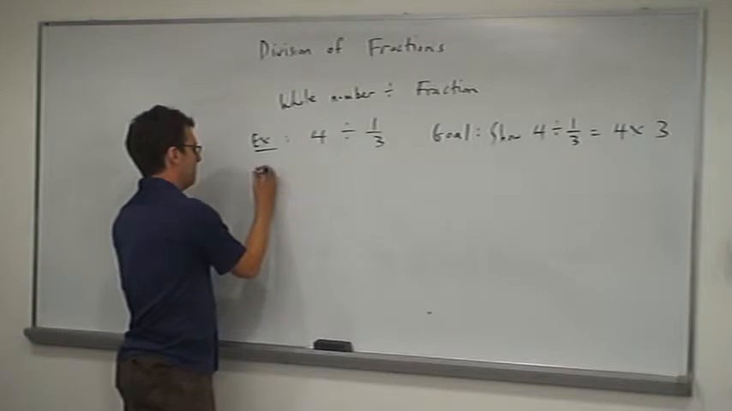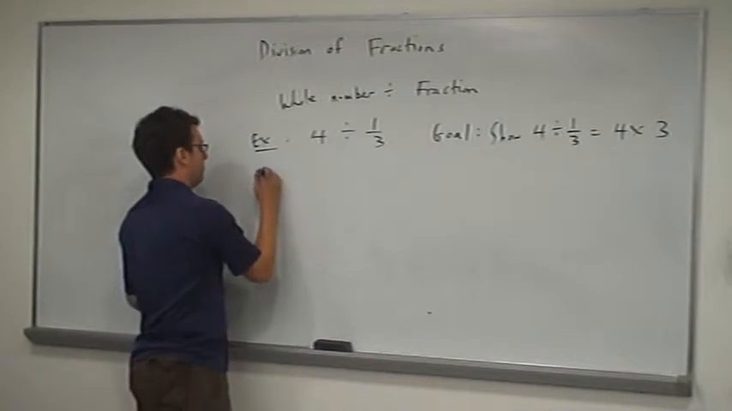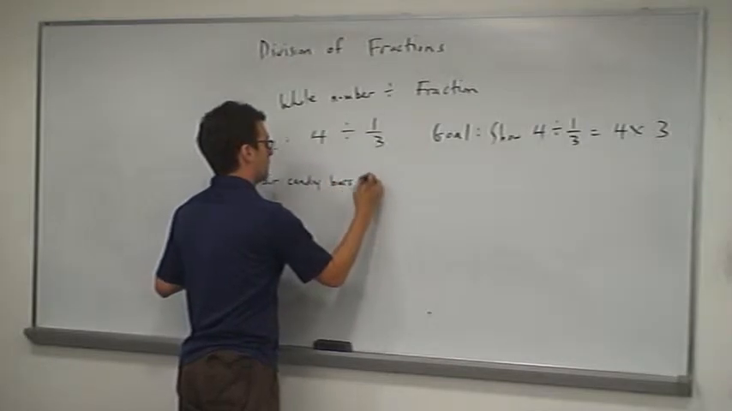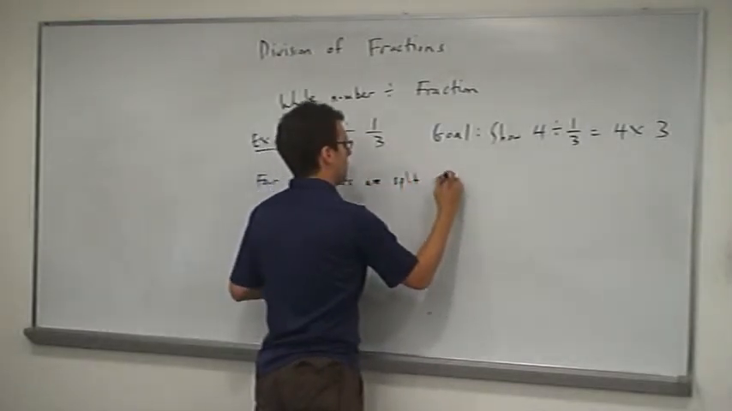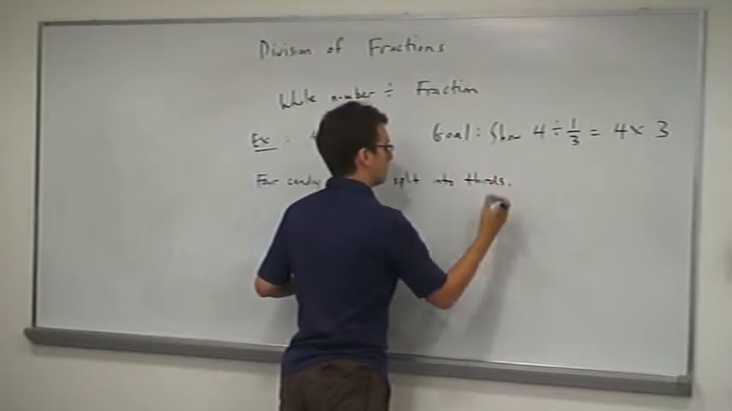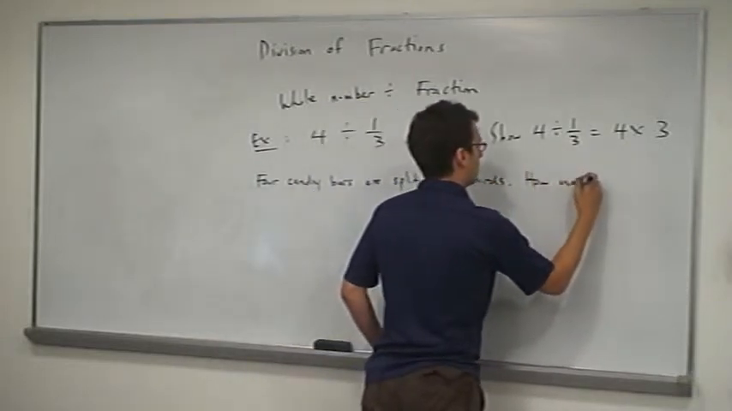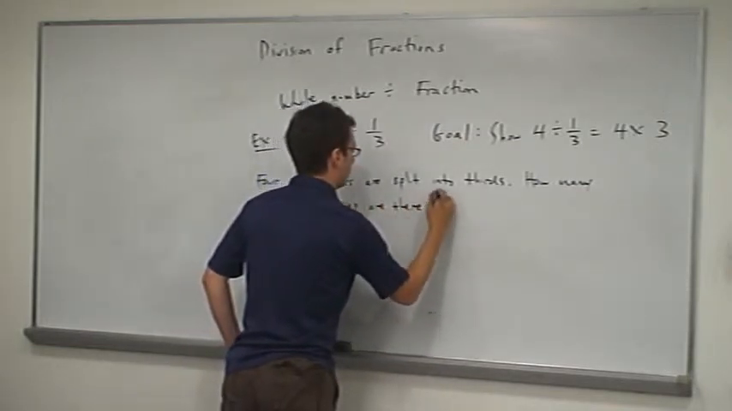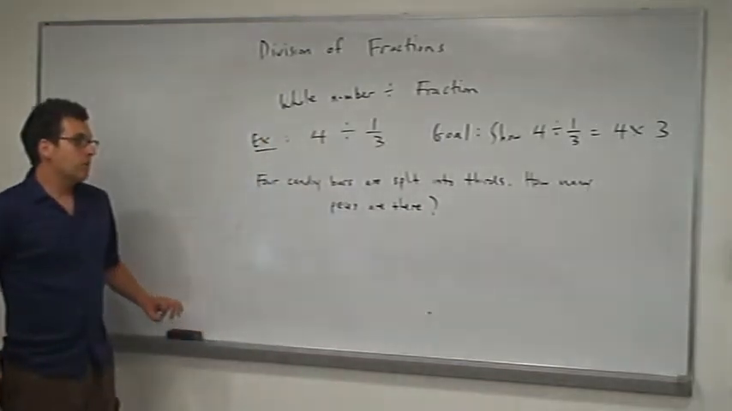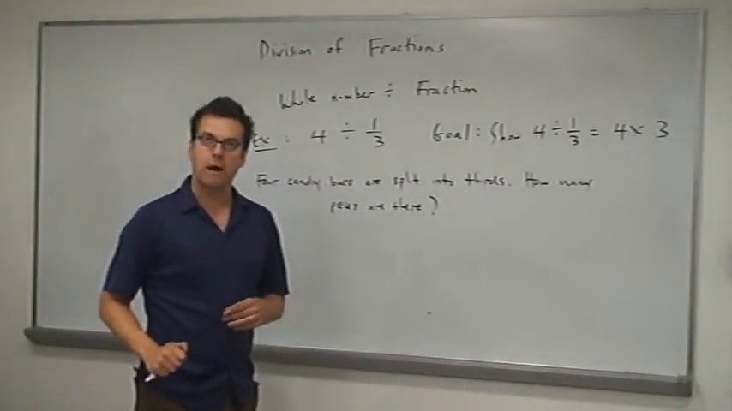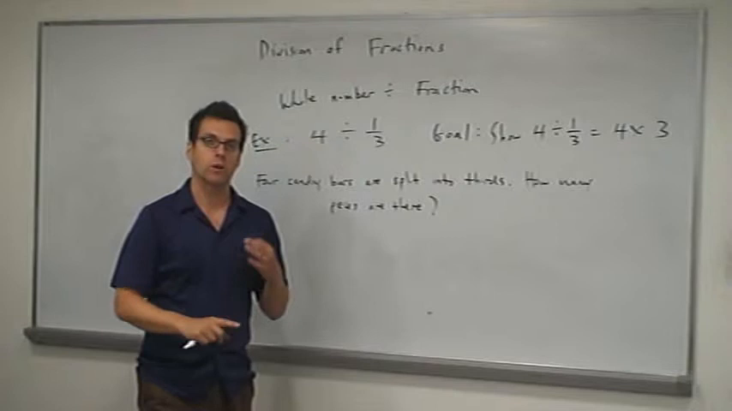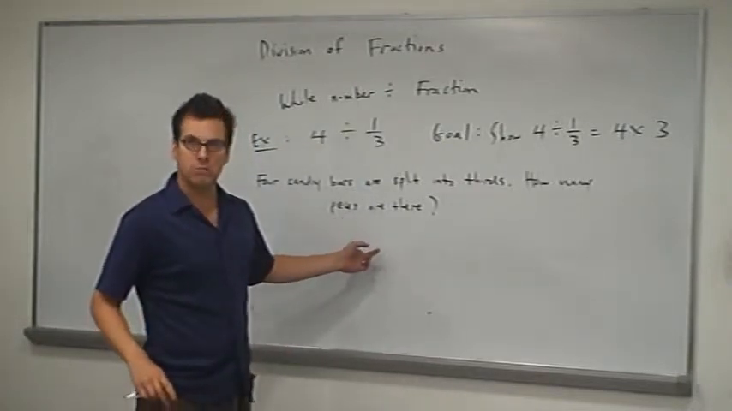So, as we did in our previous two examples, we might come up with a problem. So let's say we have 4 candy bars split into thirds. How many pieces are there? Now, this type of problem is actually a little bit different than the problems we've had before. The problems we've had before in our whole number divided by whole number case and our fraction divided by whole number case were cases of partitive division. This is actually a measurement division question, right?